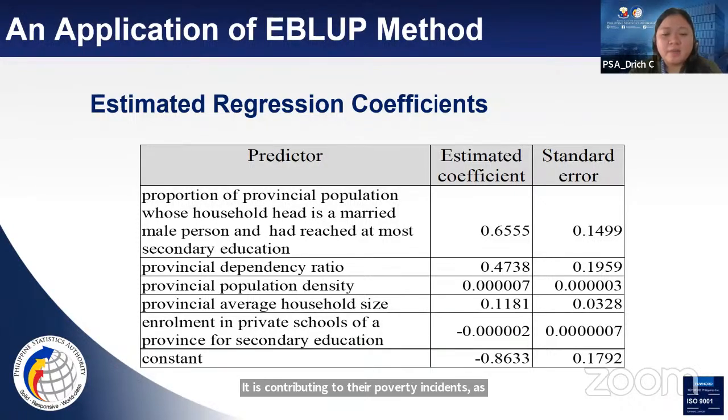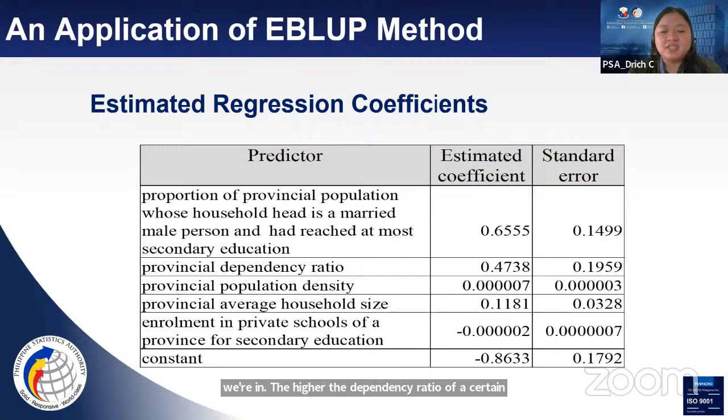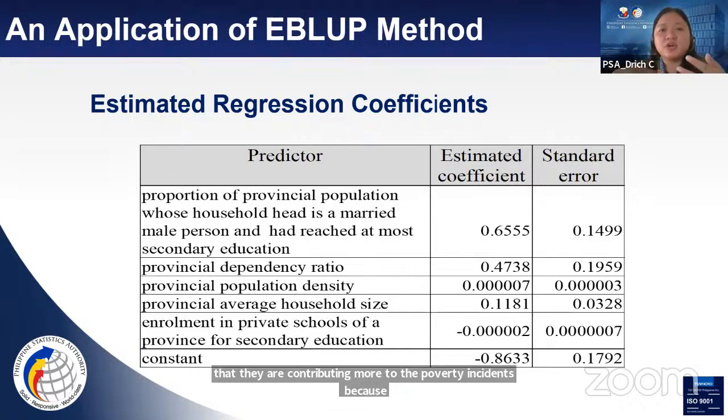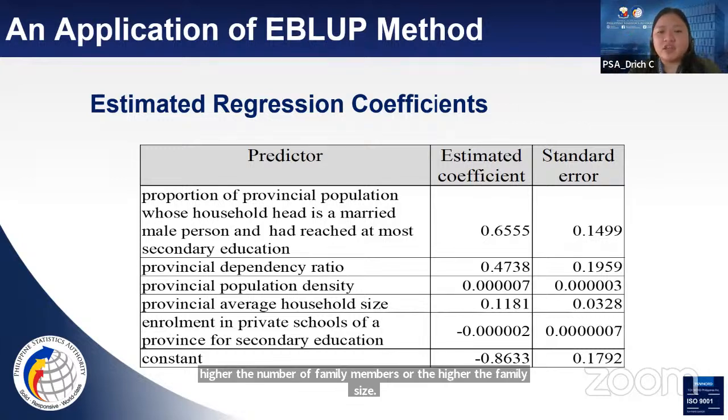So it means that as the proportion of population with household heads having only an education attainment at the secondary level increases, it contributes to the poverty incidence, as well as the dependency ratio. The higher the dependency ratio of a certain domain or population group, the more they contribute to the poverty incidence, because the lesser the dependency ratio means that there are more income generating members rather than dependents. So for the poverty incidence to be lowered, we want more household members to be self-sufficient or to be working to be able to lessen the poverty. Also, the population density has a positive effect on the poverty incidence, and the number of household members also has a positive effect. So the higher the family size, the more it contributes to increasing the poverty incidence.